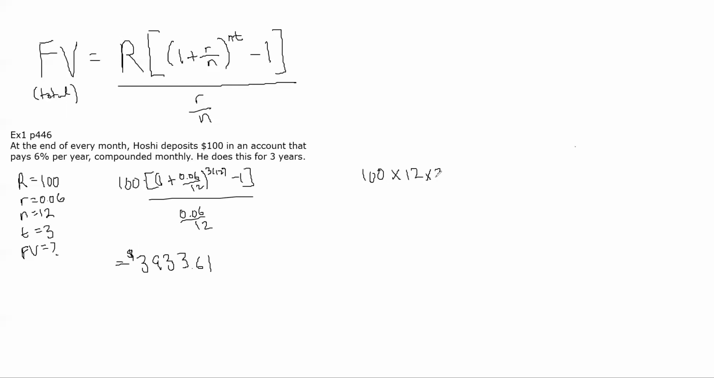Comparing that, remember, he deposited $100 every month for 3 years. That should have resulted in $3,600. So the actual interest would be the total amount minus the cash that we normally have: $333.61. In 3 years, he earned $333.61. Not bad. Okay, clearing again, we're going to go into example 2.